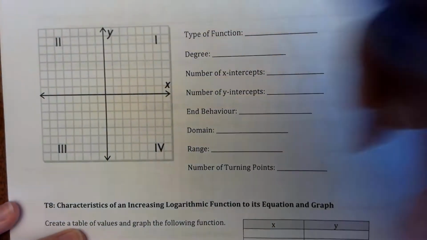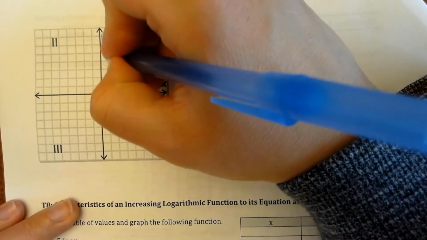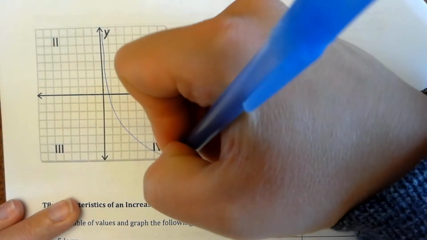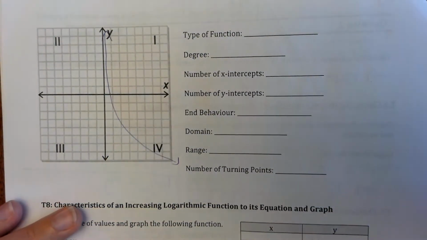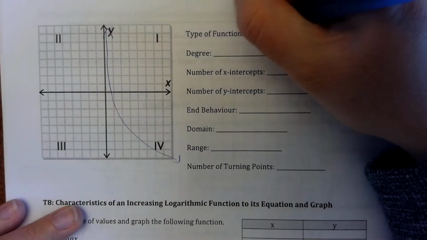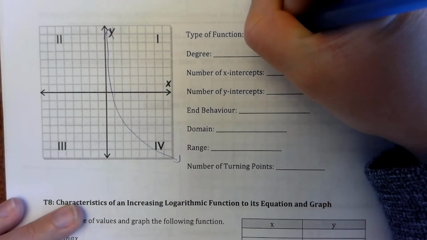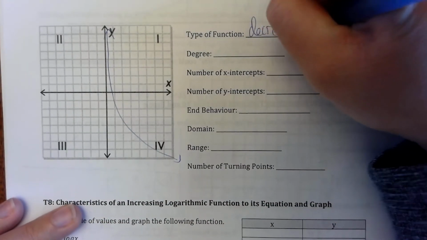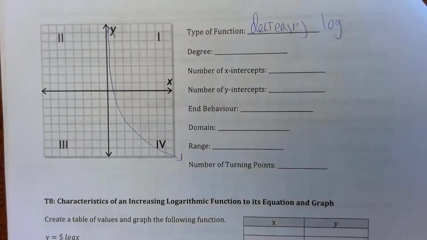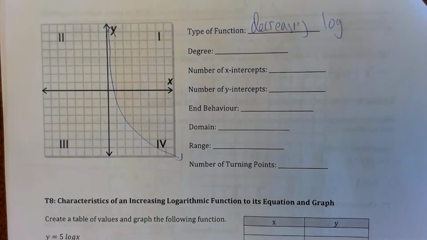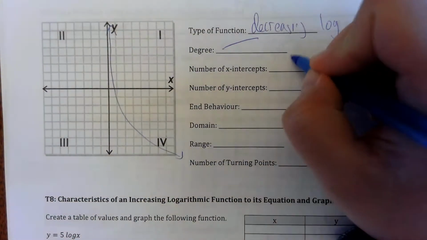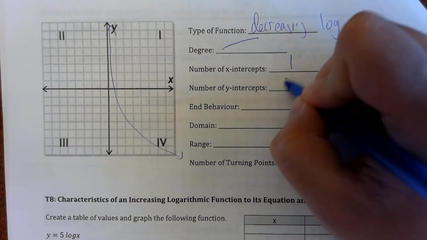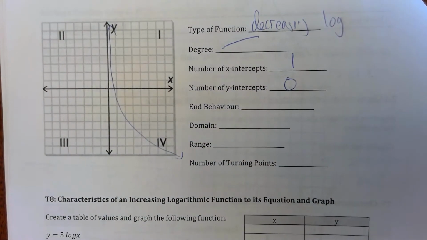Alrighty, so a decreasing log might look kind of like this. Similar shape, just kind of reflected, right? Reflected over the x-axis. So it's a log as well, but I'm specifically calling it a decreasing log just so we can look at the different things of it. We don't really call it a degree. It still has one x-intercept. It still has no y-intercepts.